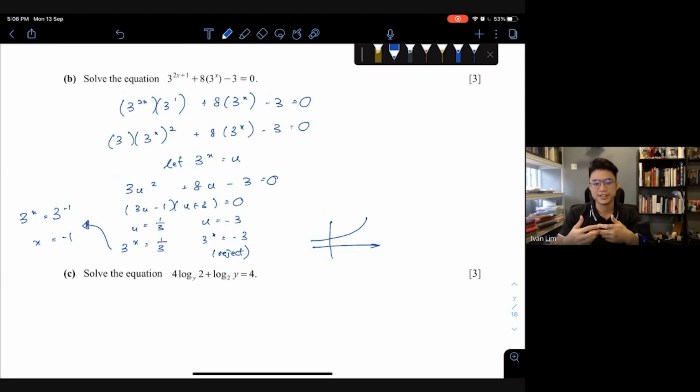Log question. Yeah, possibly it could be, right? But I don't think you can simplify to a log until the final step only.